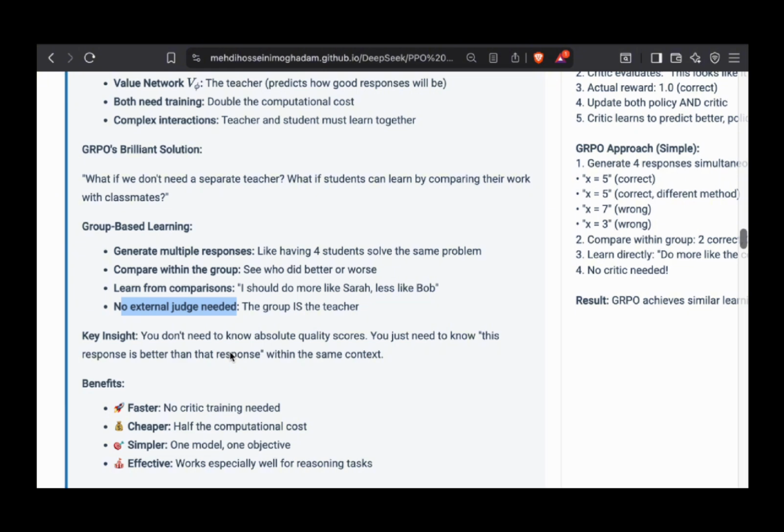So the key insight again: you don't need to know absolute quality scores. You just need to know this response is better than that response. Technically kind of DPO-like, because that was also preference based, but this one has a group, so it is much stronger compared to DPO. It's faster, no critic needed compared to PPO, cheaper, half of the computational cost, simpler, one model, one objective, and that's it, and also effective.